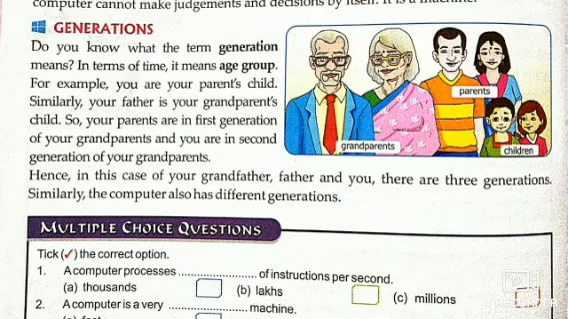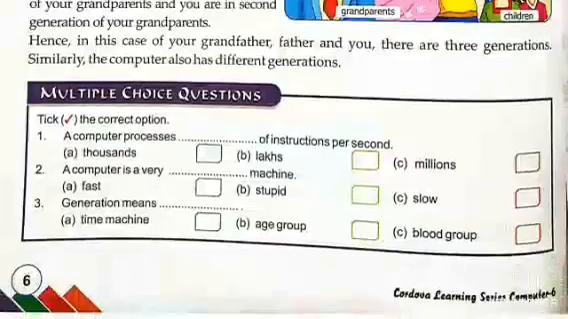Hence, in the case of your grandfather, father, and you, there are three generations. Your grandfather is the first generation, your parents are the second generation, and you are the third generation. Okay. Similarly, computers also have different generations.